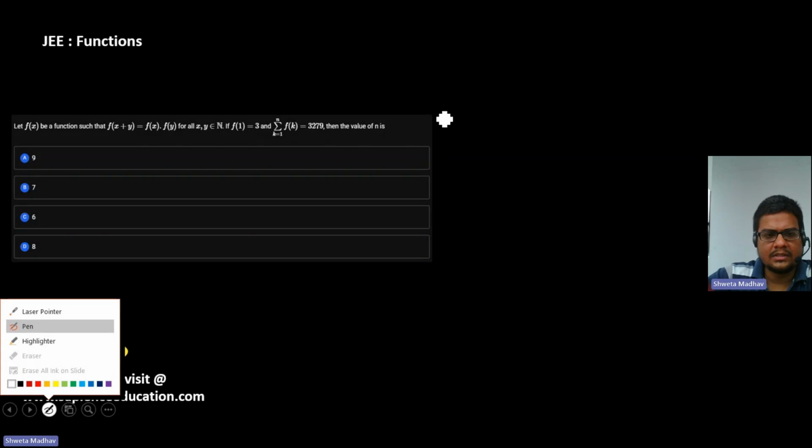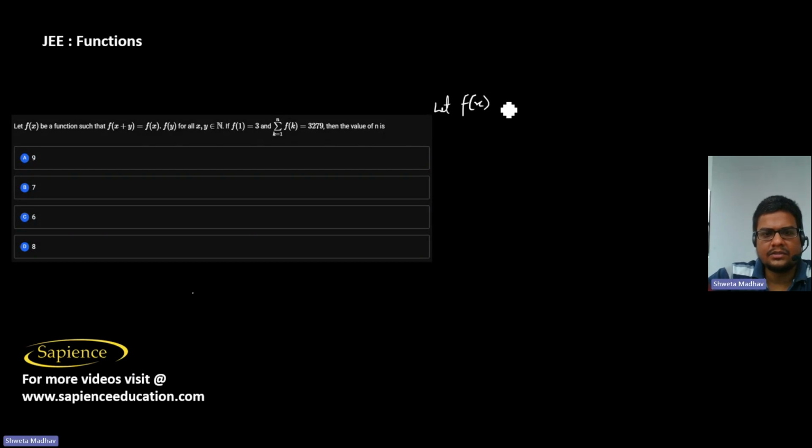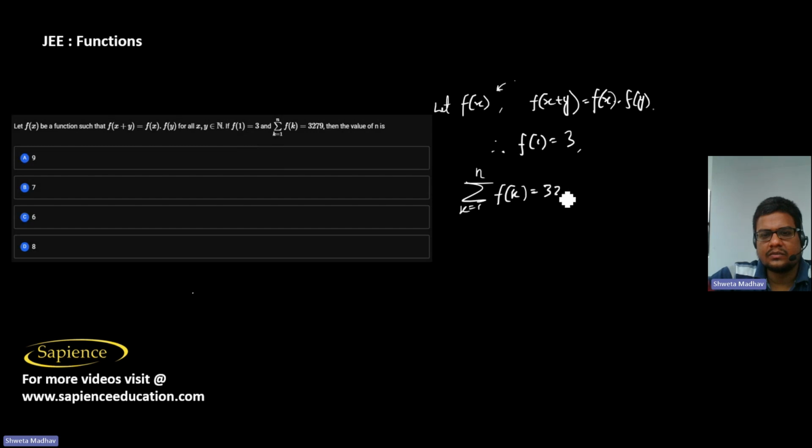Here it is told that let f of x be a function which is defined as f of x plus y equal to f of x into f of y for all x, y belonging to N. So it means the domain of this function is all natural numbers. Here f of 1 has been told, that is equal to 3. And summation k goes from 1 to n of f of k is equal to 3279. Then we have to find the value of n.